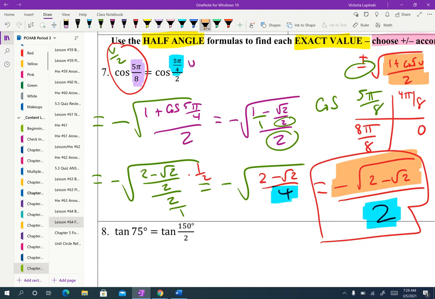Just to go back for a second and clarify why you chose the negative: because you're trying to find a cosine, you have to realize that 5 pi over 8 is in quadrant 2. Cosines in quadrant 2, x values, are negative, and that's why I have a negative out front of my answer all the way through. So anytime you do the sine or cosine formula, you're going to get a very similar procedure and a very similar answer.